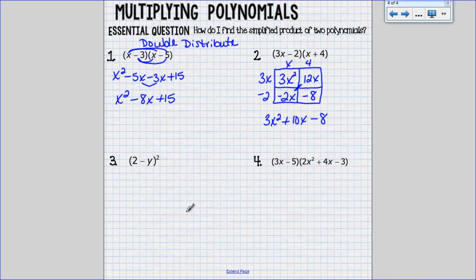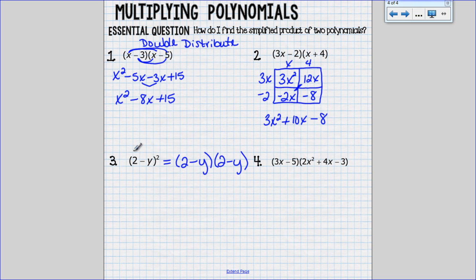So let's do number 3. Again, I'm going to do number 3 using the double distributive property so you can see that happen again. And then with number 4, I'll use the box method. So 2 minus y, the whole thing squared, actually means I have to do 2 minus y times 2 minus y, because to square something means to multiply it times itself.